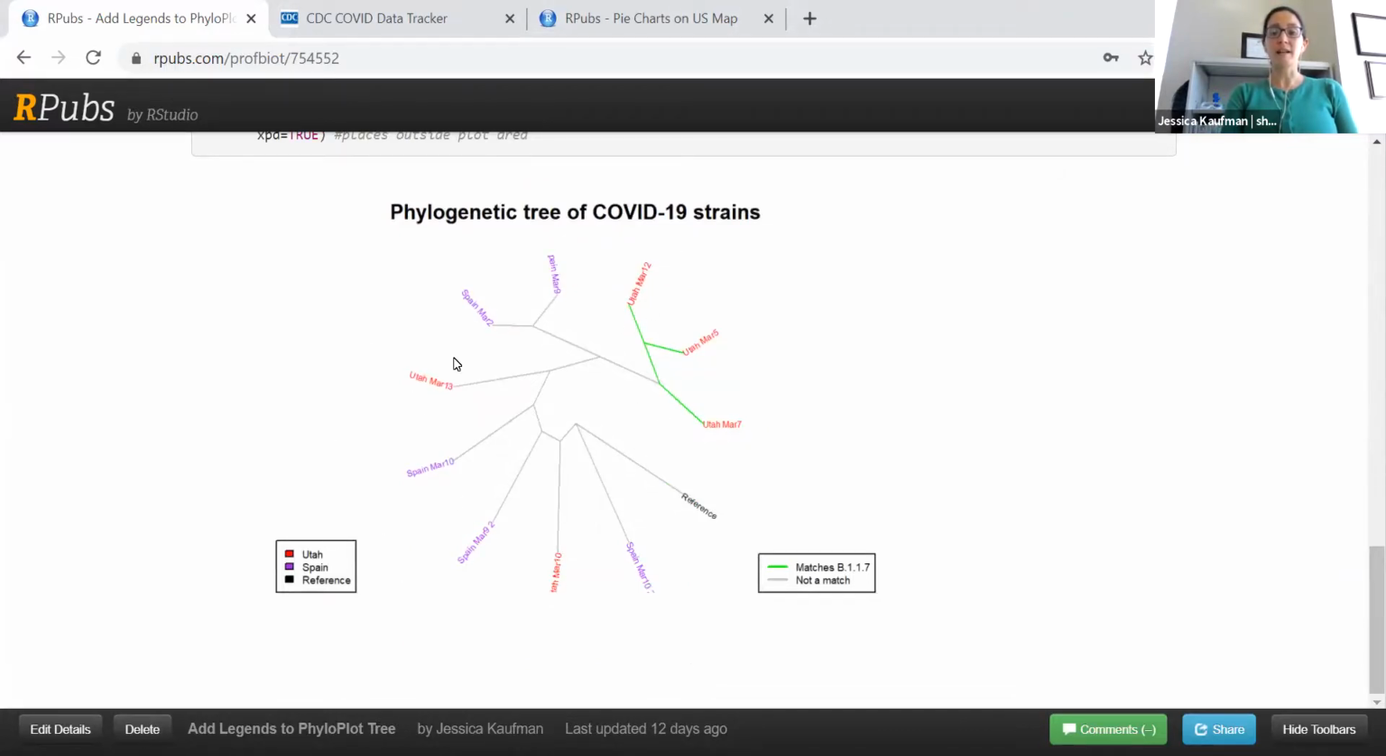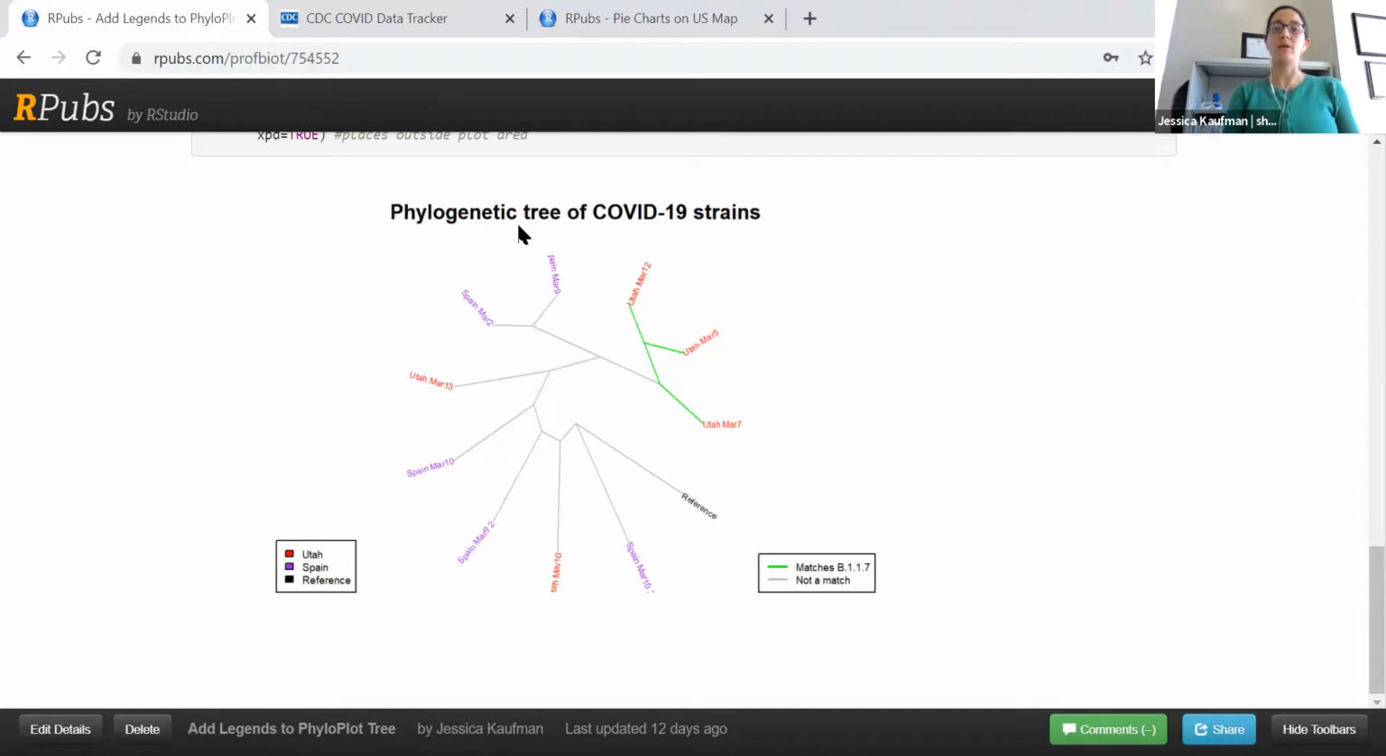You can see this is a map of data that I had from last year. The data set was partly from Utah, partly from Spain, all from March of last year. And three of them matched B117 using the primer set, and most of them were not a match. So I did edge coloring by if it was a match, and I did tree leaf coloring by the sample location.